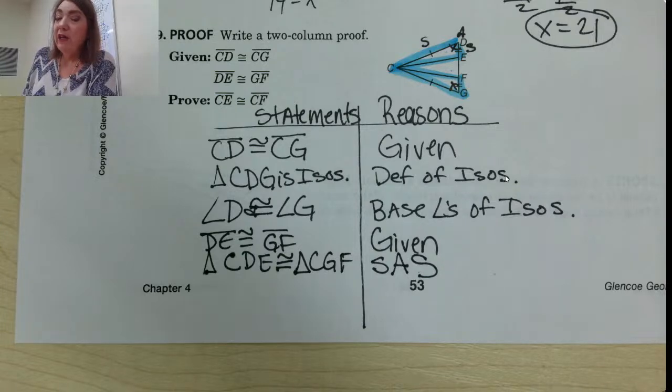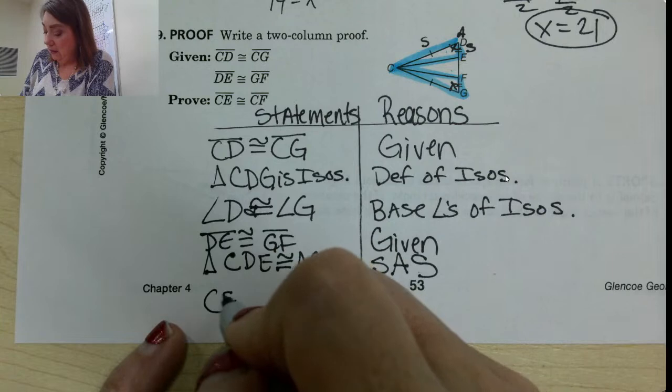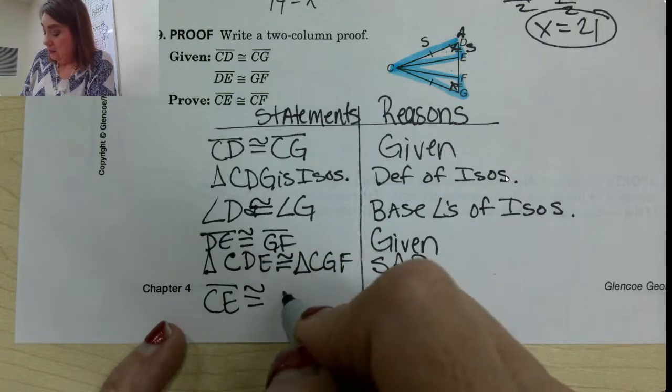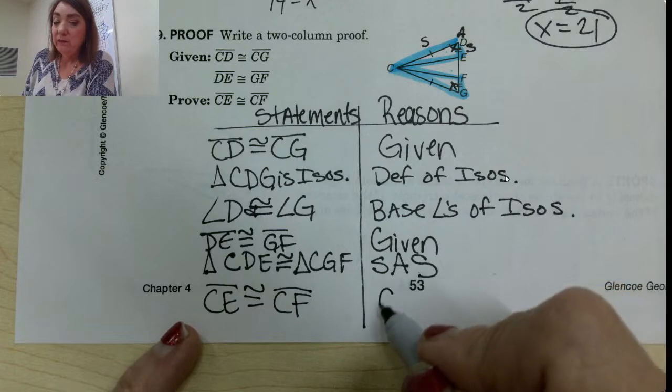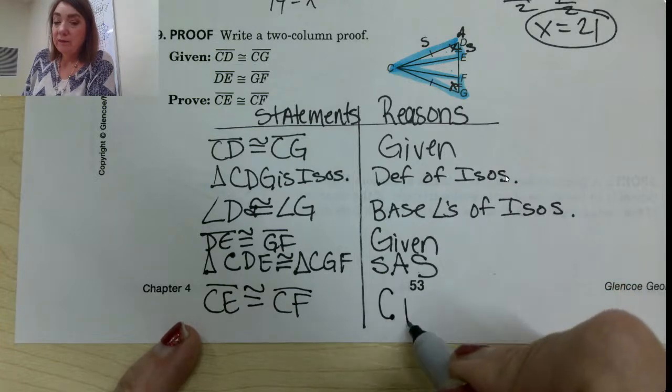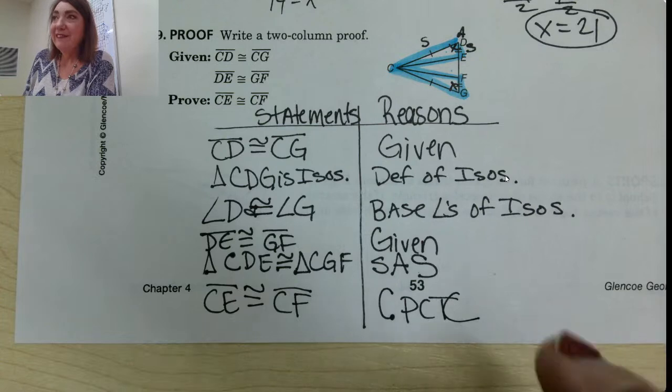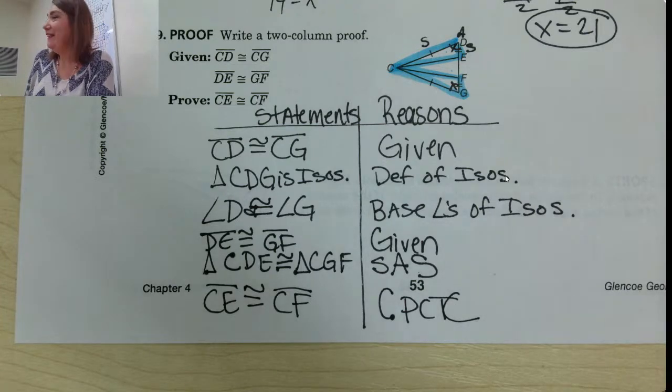Now, if we know that those 2 triangles are congruent, what do we know about their parts? They're all equivalent. They're all congruent. So what does that mean about CE and CF? Because of? CPCTC. Yep.